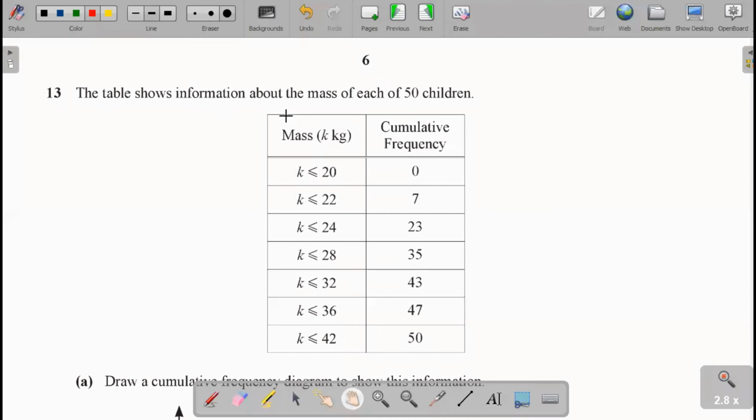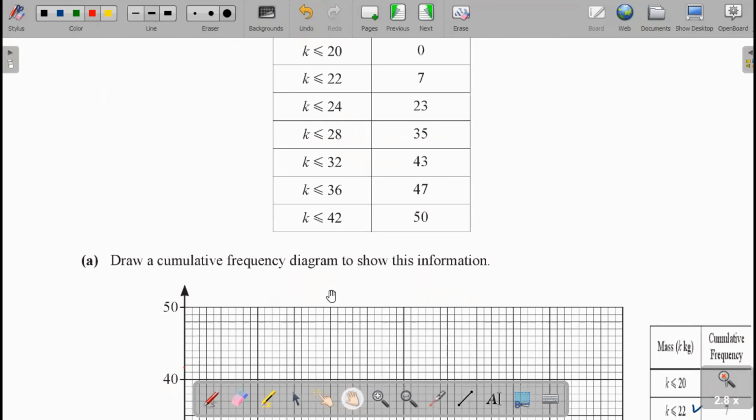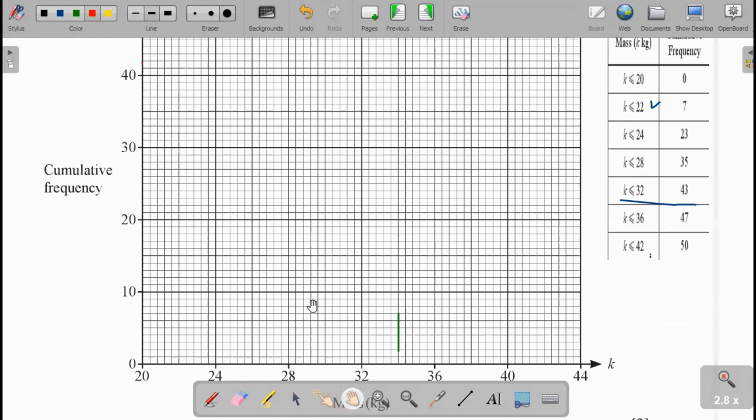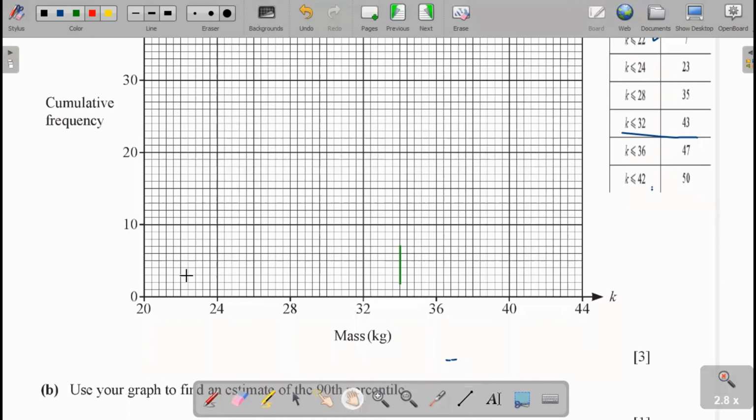Question 13. The table shows the information of the mass of each of 50 children. You see here the mass and cumulative frequency values. Now draw the cumulative frequency diagram to show this information. In a cumulative frequency graph, we plot the upper bound values against the cumulative frequency values. The upper bound values are given in the table. Now we mark these points.